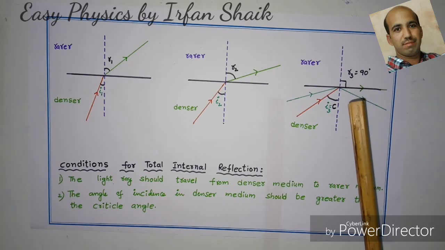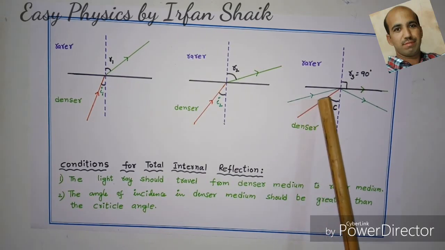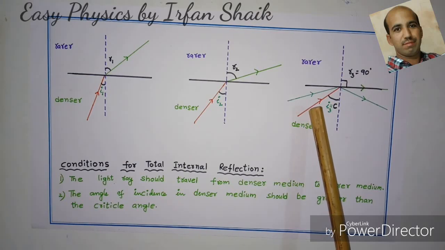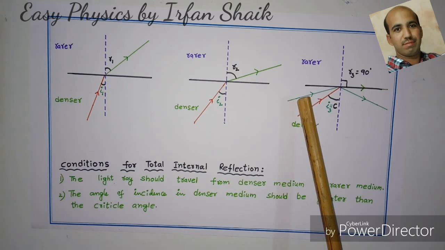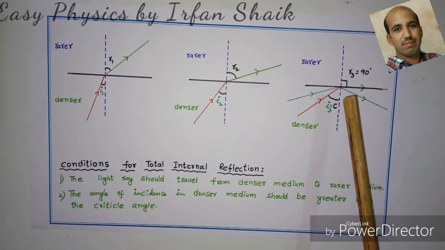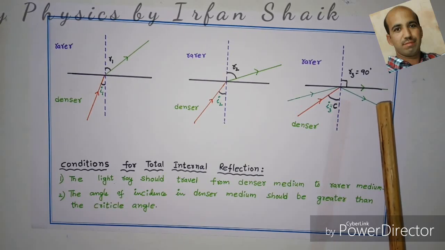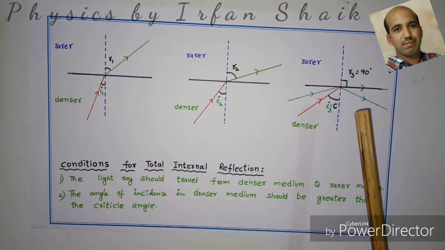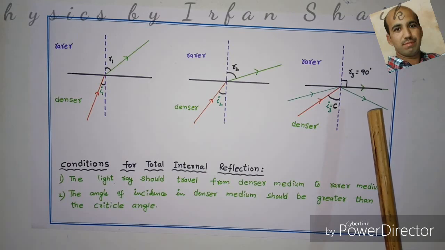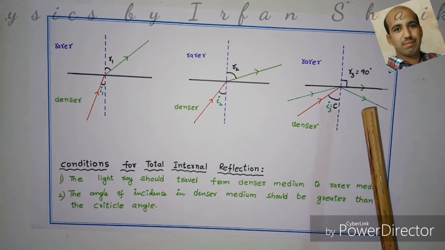If the angle of incidence is further increased, observe the green colored line here. Here, the angle of incidence is greater than the critical angle. For this angle of incidence, the light ray doesn't undergo refraction. Here we observe reflection. That means if the angle of incidence is greater than the critical angle, the light ray undergoes reflection rather than refraction. This is known as total internal reflection.